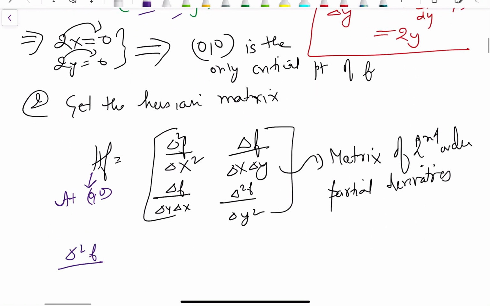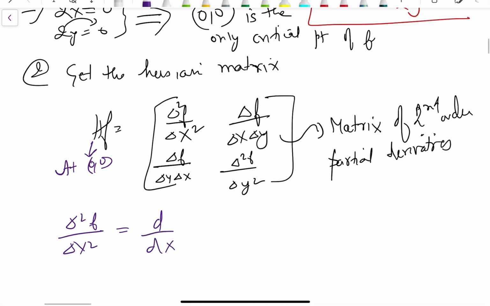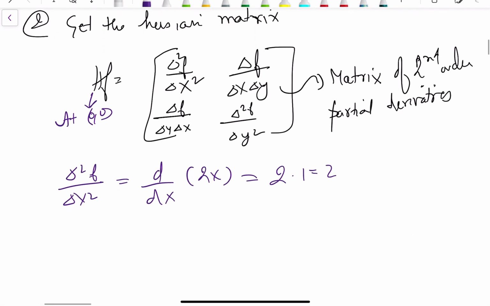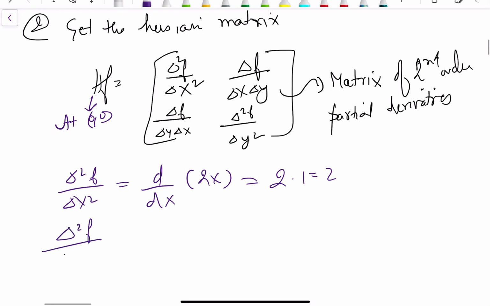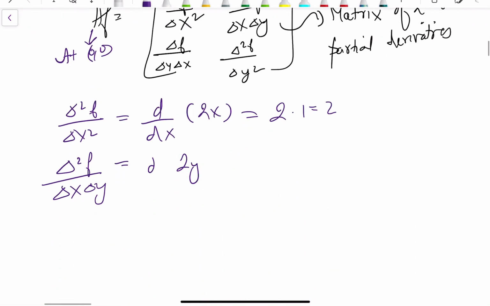So del 2f by del x2 means again differentiating the partial derivative with respect to x, which is 2x, with respect to x. That is 2 into the derivative of x, which is 1, which is 2. Similarly, del 2f by del x del y means I take the partial derivative with respect to y, which is 2y, and differentiate it with respect to x. If I differentiate with respect to x, y is treated as a constant, so this is the derivative of a constant, which is 0.